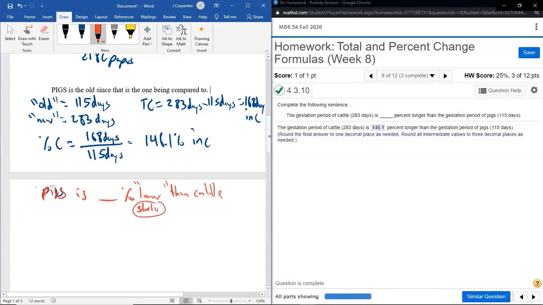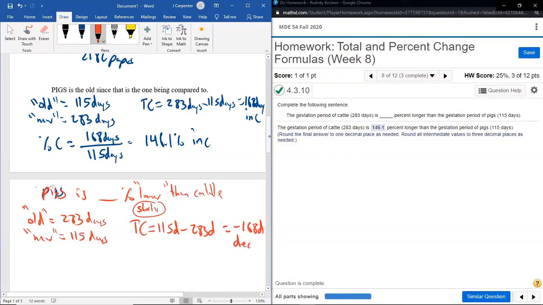All right, so now we're going to call the cattle, which is 283, the old. The new will be the pigs, 115, all in days. So our total change is the 115 days minus the 283 days, which would be negative 168 days, and that would be a decrease. So it's 168 fewer days. The pig's gestation period is 168 days less than the cattle.